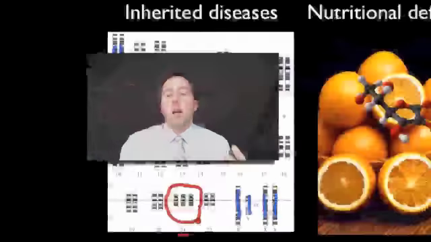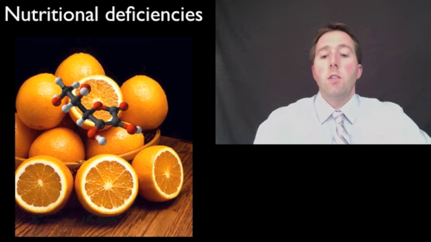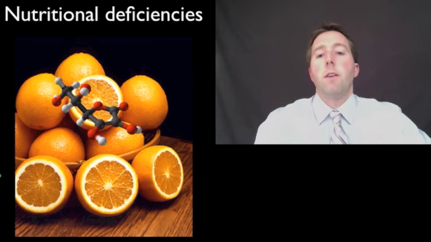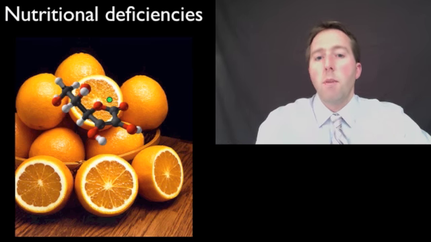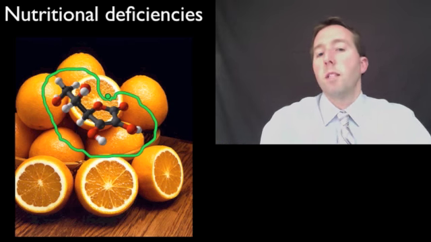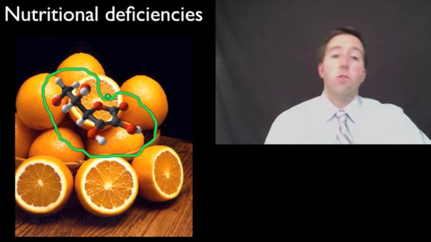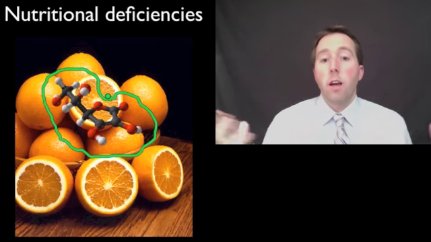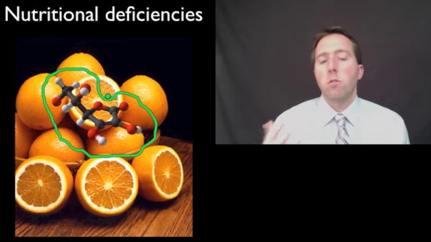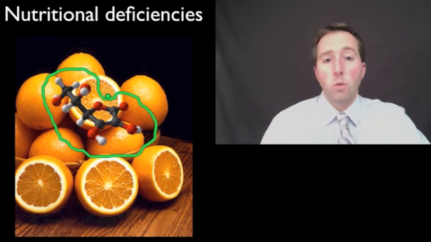Thinking about the other group of non-infectious diseases, nutritional deficiencies. Over here I've got a picture of some oranges. That's pretty obvious. But this molecule sitting on top of the oranges is a molecule of vitamin C. That is a vitamin which we need to grow and live a healthy life. There are all sorts of vitamins and minerals that we need to function. And if we're missing one of these vitamins or minerals, then we'll get a nutritional deficiency. So we'll get a disease.